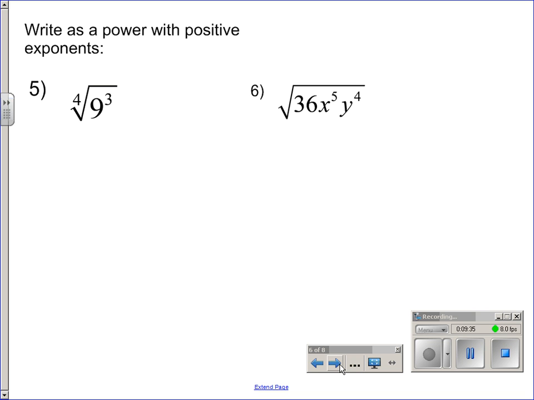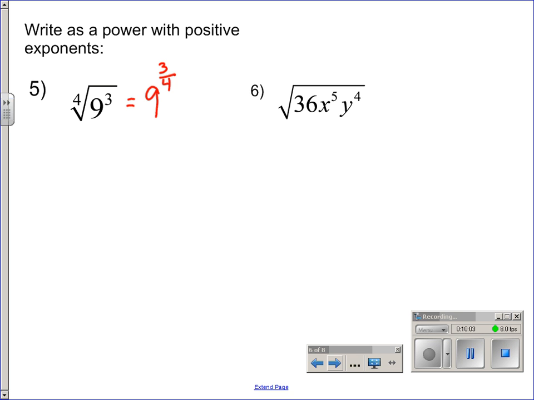All right, now we're going to write as powers with positive exponents. So now we're going to reverse it. We're going to take what they give us and write it with an exponent. So 9 is our base. And then in our fraction, 3 is our power, so it goes on top, and 4 is our root, so it's underground. So it's 9 to the 3/4, and it's a positive exponent.